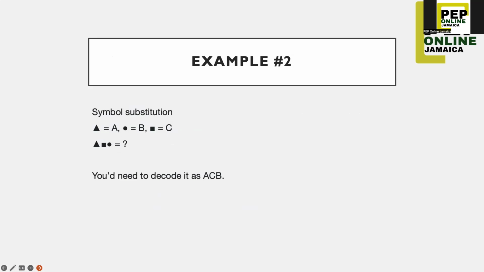Here's another example, but this has to do with more symbols. Now, if we have that this shaded triangle represents A, and this shaded circle represents B, and the shaded square represents C, now the question is, what is triangle, square, circle? When we decode it based on what we were told each of these shapes represent, we get A for triangle, C for square, and B for the circle.